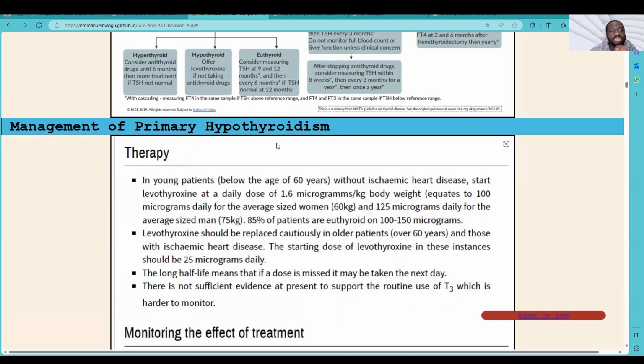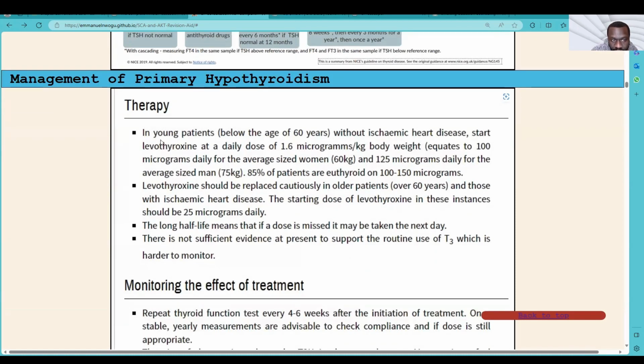So management of primary hypothyroidism in young patients below the age of 60 without ischemic heart disease, start levothyroxine at a daily dose of 1.6 microgram per kilogram body weight, which equates to 100 microgram daily for the average size woman of 60 kg, and 125 microgram daily for the average size man of 75 kg. 85% of patients are euthyroid on 100 to 150 microgram. Levothyroxine should be replaced cautiously in older patients over 60 years and those with ischemic heart disease. The starting dose of levothyroxine in these instances should be 25 microgram daily.